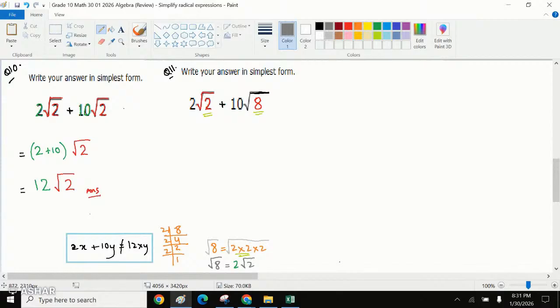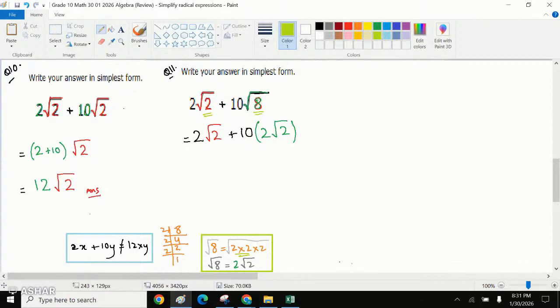Agreed. So can we replace the value of radical 10 by this? Can I write 2 radical 2 plus 10, and the value for this radical 8, can I replace this by 2 root 2? Because we just proved over here that radical 8 would be equal to 2 radical 2. Agreed?